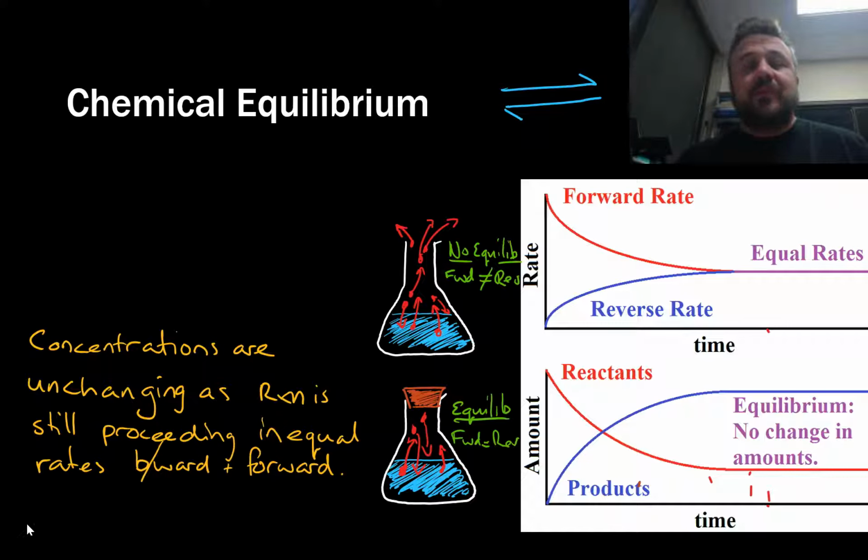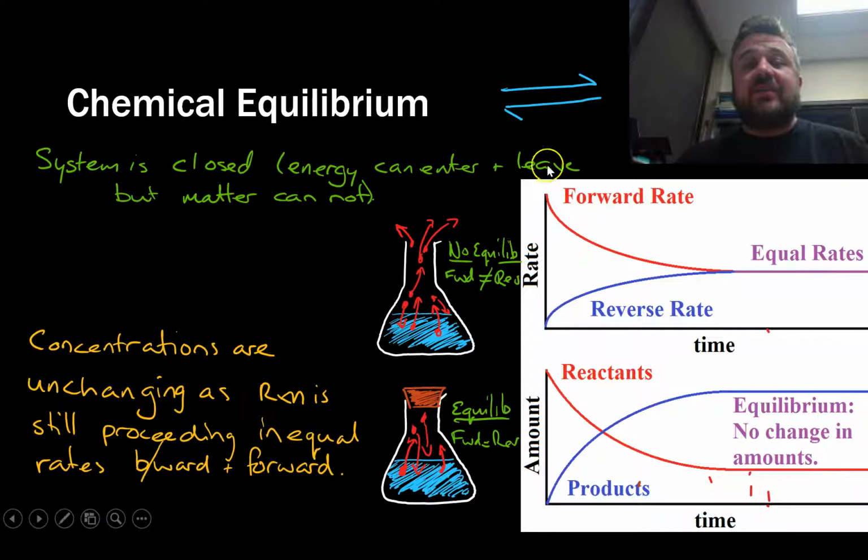So, chemical equilibrium. Here we have two systems. One is a closed system, so energy can enter and leave, but matter cannot. That's this one down here. Energy can go in and out, but the matter's stuck there. And the other one is an open system, and there's no equilibrium here. So the forward reaction will not equal the reverse reaction. And here, the forward reaction will equal the reverse reaction, and that's rate of reaction.